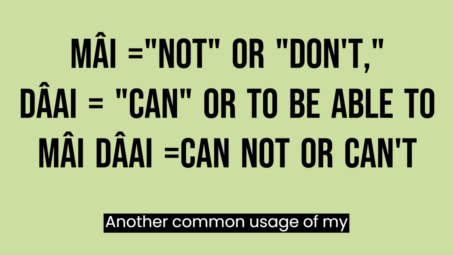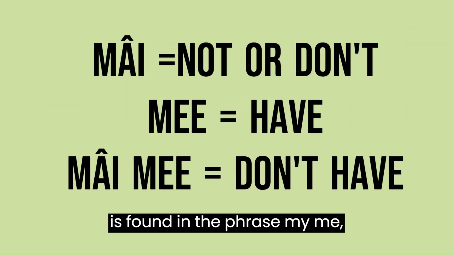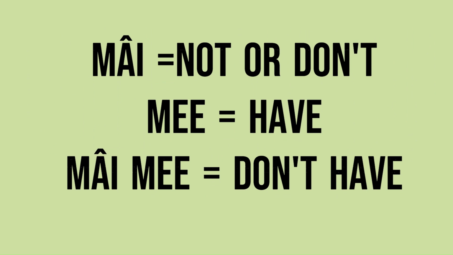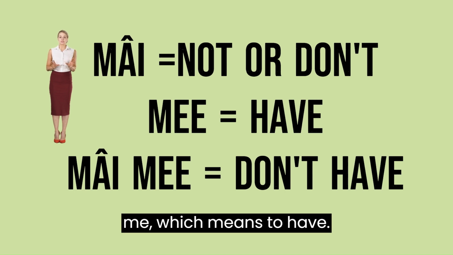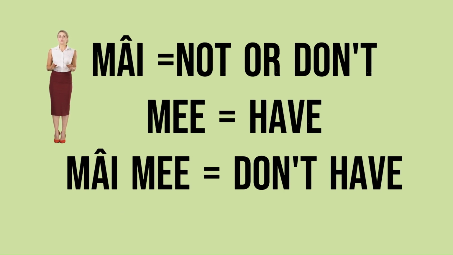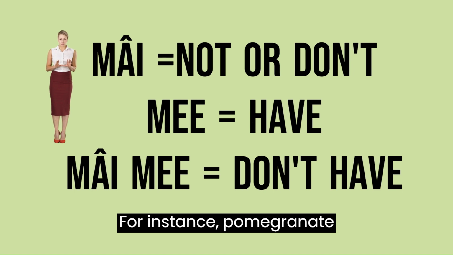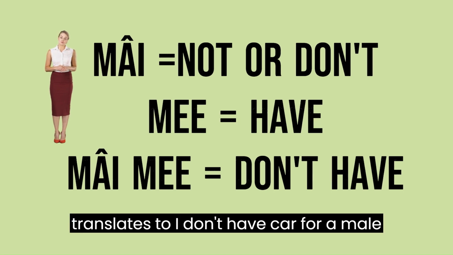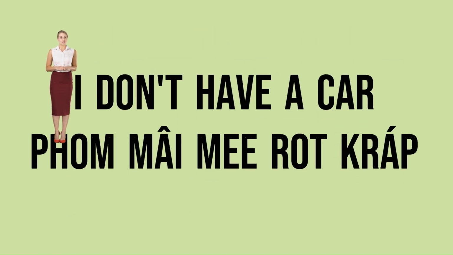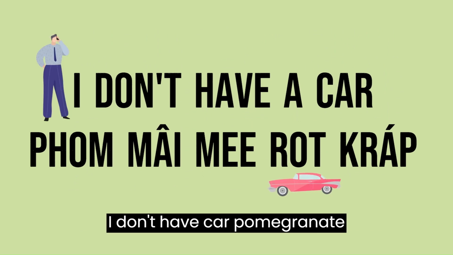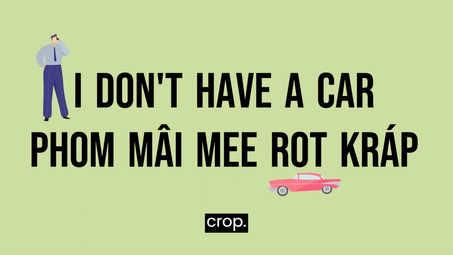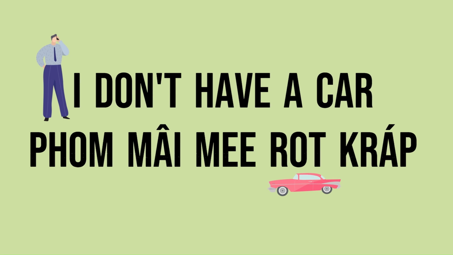Another common usage of ไม่ is found in the phrase ไม่มี, which means don't have or there isn't. Here, ไม่ negates the verb มี, which means to have. For instance, ผมไม่มีรถครับ translates to I don't have a car for a male speaker. ผมไม่มีรถครับ.